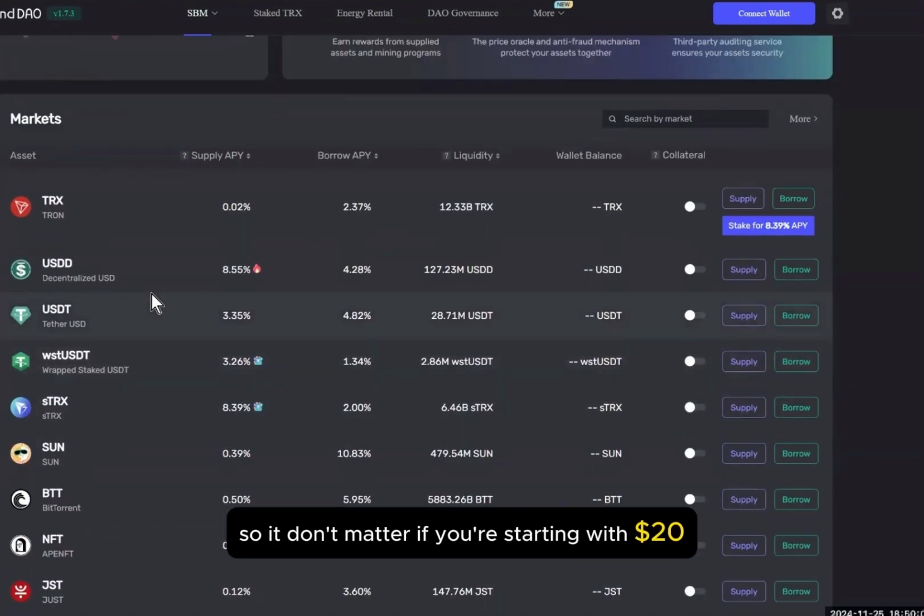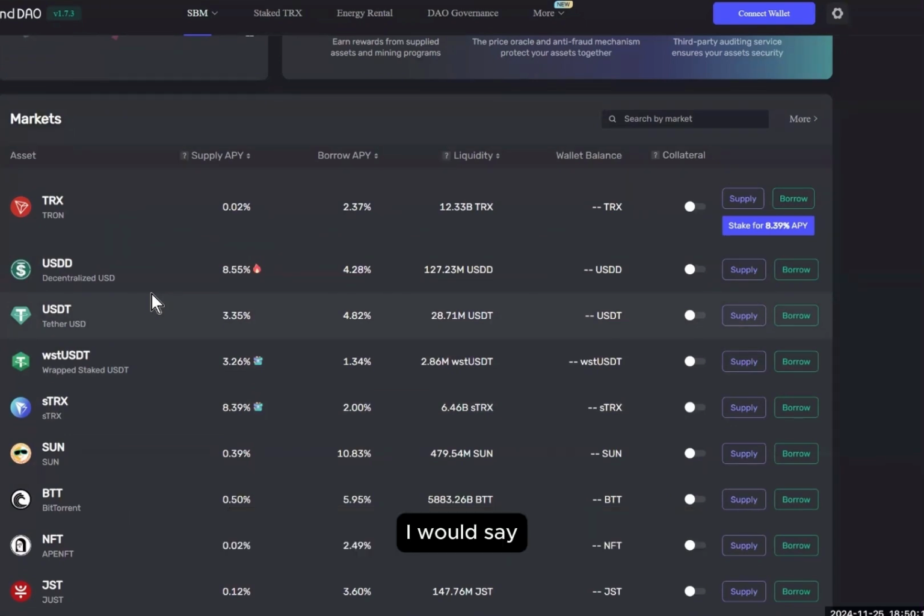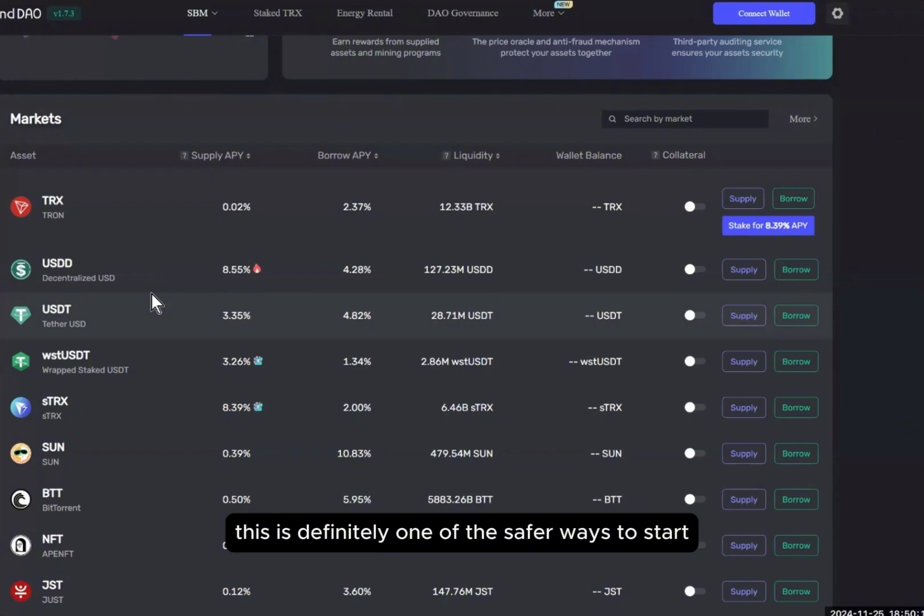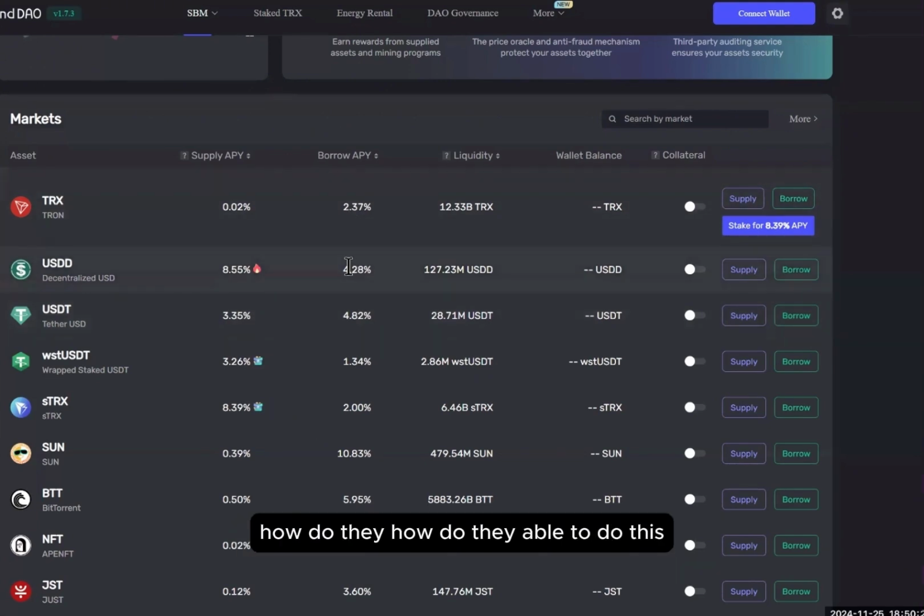So it doesn't matter if you're starting with $20 or if you've got 20,000 or 20 million. I would say this is definitely one of the safer ways to start, and you can literally start earning on your crypto just sitting there, because most times it's going to be just sitting there anyway if you're just getting started. So when we're talking about liquidity, well, how are they able to do this?